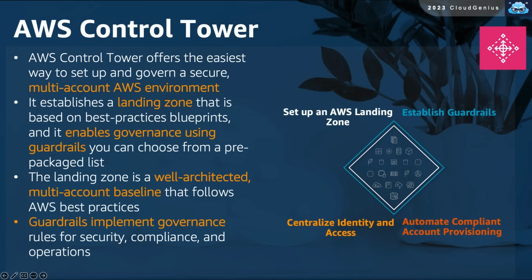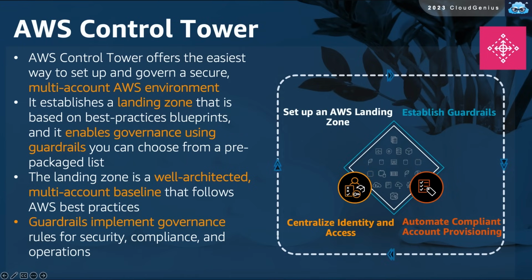AWS Control Tower is a service that enables you to set up and govern a multi-account AWS environment following AWS best practices and security standards. With AWS Control Tower, you can create and manage multiple AWS accounts with built-in guardrails and security controls, ensuring a secure and compliant cloud infrastructure. The service provides a set of guardrails that you can enable to enforce security and compliance policies across all accounts in your AWS organization. Guardrails help prevent accidental misconfigurations and ensure that resources are provisioned securely.